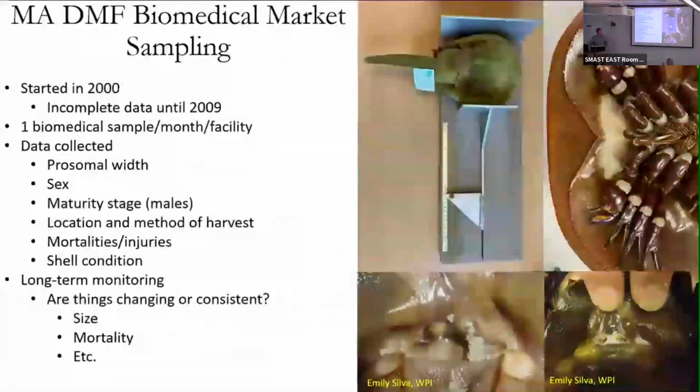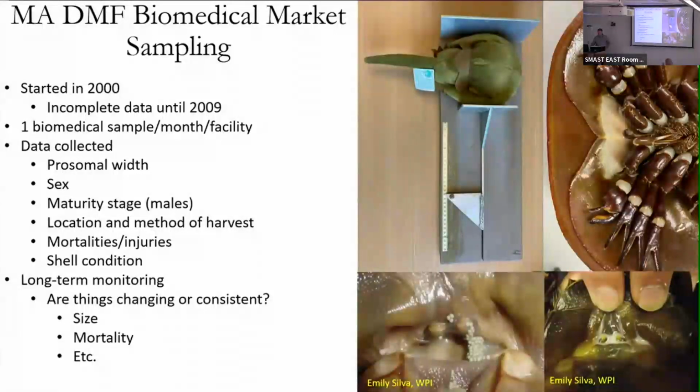Moving on to our market sampling, this started in 2000. Until 2009, they didn't record where the crabs came from, if they were bait or biomedical, so it's hard to use that data. So mostly we use the data from 2009 on. We sample each lab once per month. The data collected includes prosomal width, sex, and maturity stage, especially for males.